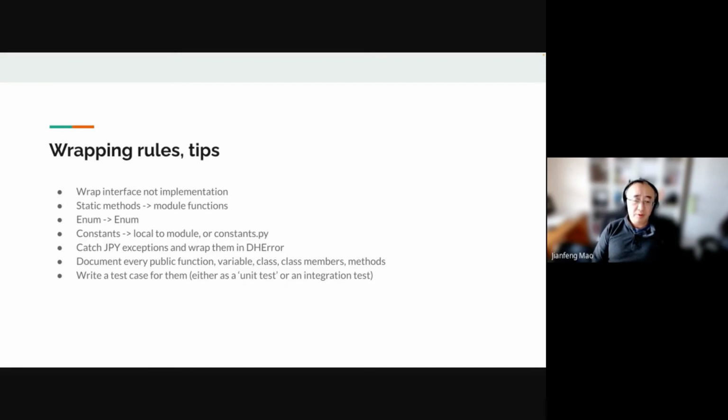Always catch JPY exceptions whenever you need to cross the boundary to call something in Java, and then wrap them in the DHError, the custom exception I just mentioned. You need to document every public function, variable, class, members, methods. I forgot the modules. In the Google style docstring format, and remember to always write a test case for the functional parts.